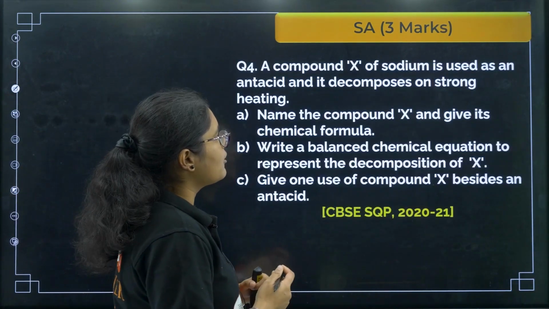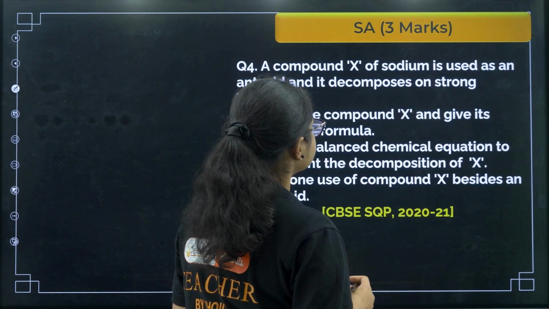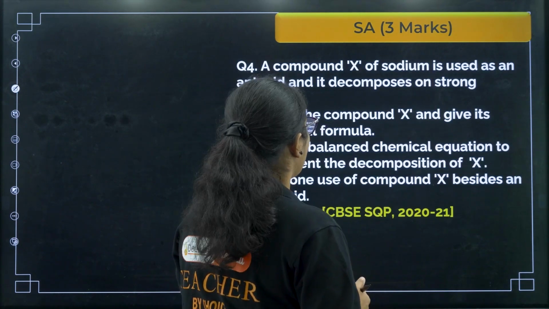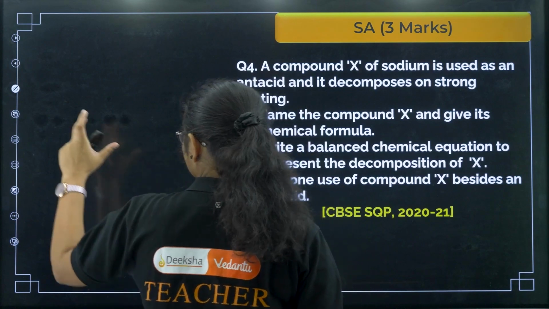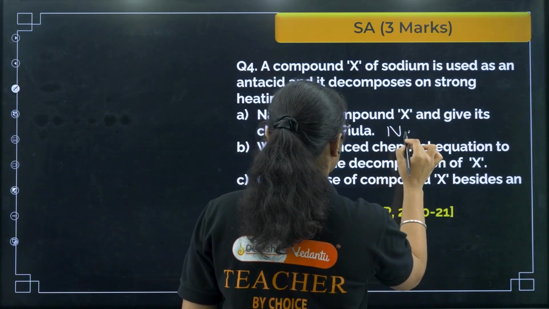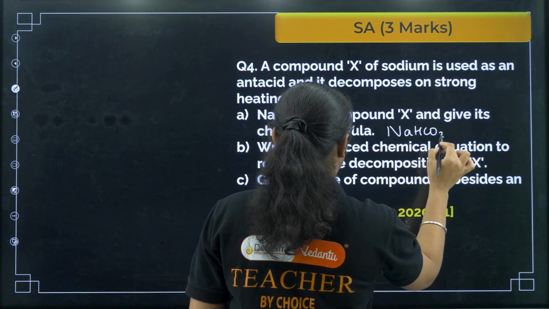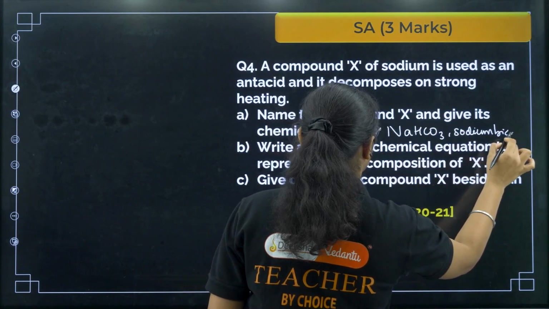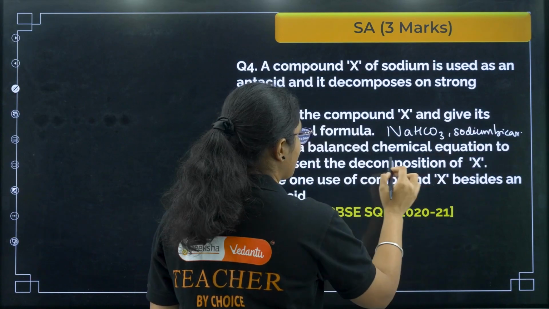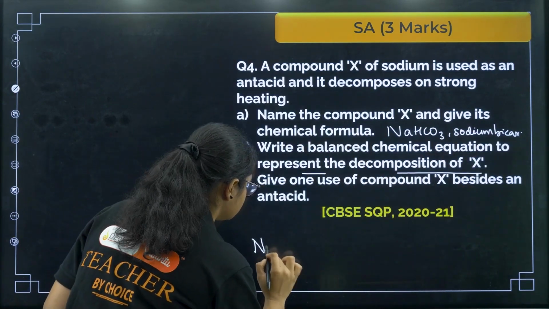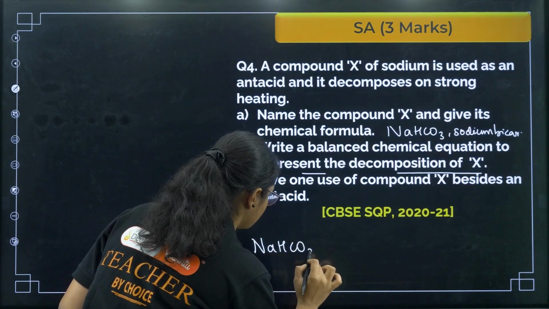Okay, next, a compound X of sodium is used as an antacid and it decomposes on heating. So just now we discussed, used as an antacid is sodium bicarbonate. Name it: NaHCO3, and the name is sodium bicarbonate. Write a balanced chemical equation to represent the decomposition of X. So that we have just written again. We need to balance this one.